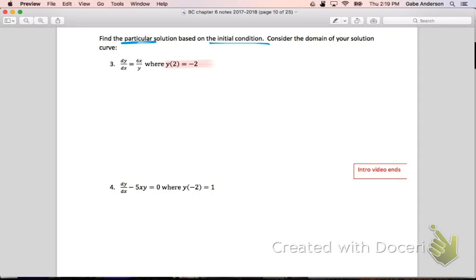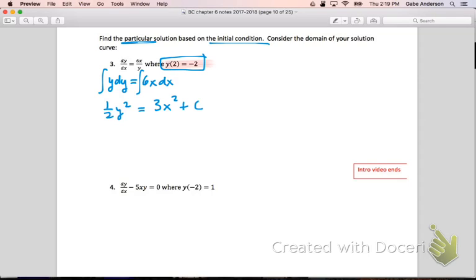So regardless, we're going to need to separate the variables. So separating the variables, I'm going to cross multiply, get y dy equals 6x dx. Once I've separated the variables, I'm going to find my antiderivatives. That gives us 1/2 y squared is equal to 3x squared plus c. Now you can do this in a number of ways, but this is the point in time when I apply the initial condition. So y of 2 equals -2.